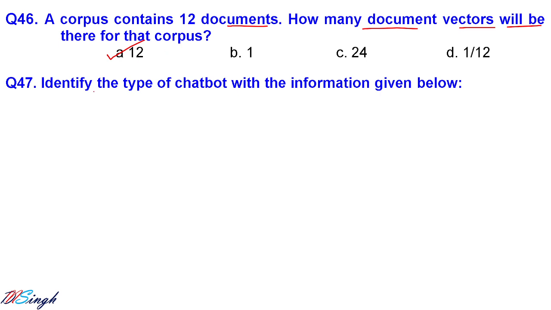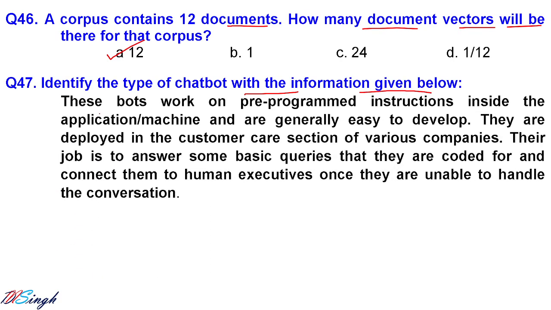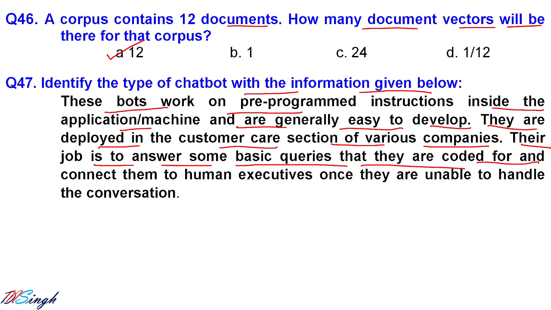AI project cycle also. Identify the type of chatbot with the information given below. These bots work on pre-programmed instructions inside the application machine and are generally easy to develop. They are developed in the customer care section for various companies. Their job is to answer some basic queries. They are coded to connect them to a human executive once they are unable to handle the conversation. This is called what? Script bot. Smart bot is more intelligent than script bot.